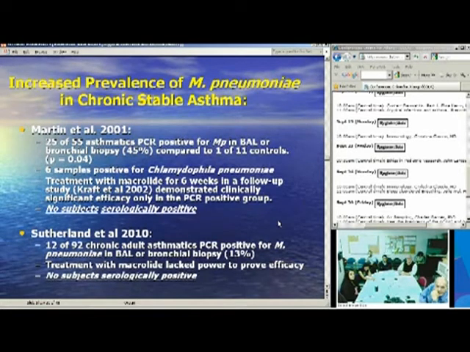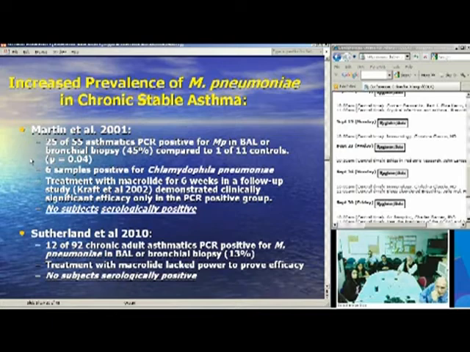The other question that comes up with Mycoplasma pneumoniae is, could it have a role in chronic stable asthma? These are two relatively recent studies, or really three, that I thought I would mention. The most important work has been carried out by Monica Kraft and Richard Martin and their colleagues at the University of Colorado. Dr. Kraft is now at Duke University.